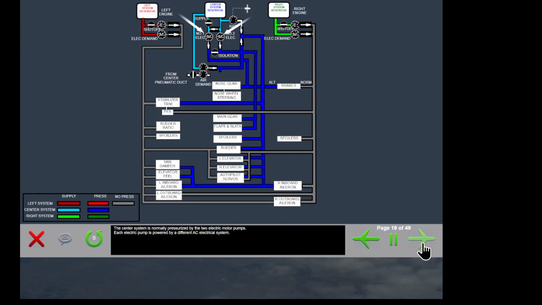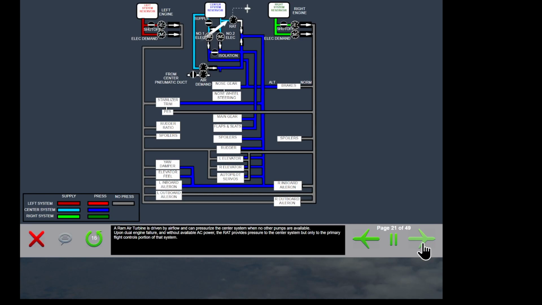The center system is normally pressurized by 2 electric motor pumps. Each electric pump is powered by a different AC electrical system. An air-driven pump is powered by bleed air and normally operates during periods of high demand, for example, landing gear retraction, to supplement the electric primary pumps. If both primary pumps were to fail, the ADP would operate to provide a backup source of center hydraulic pressure.